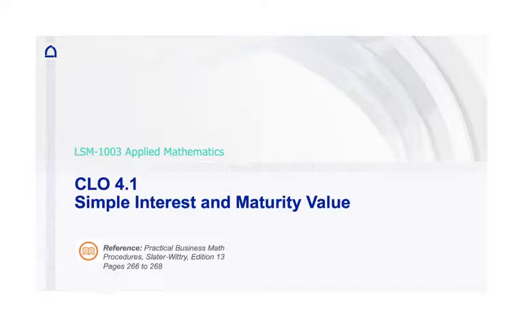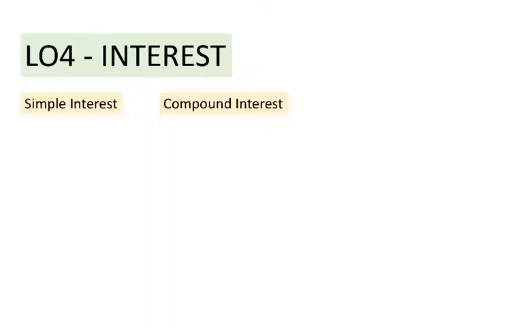CLO 4.1, Simple Interest and Maturity Value. Okay, first let me introduce CLO4 just in general. Interest, I'm going to define it as the cost of borrowing money.